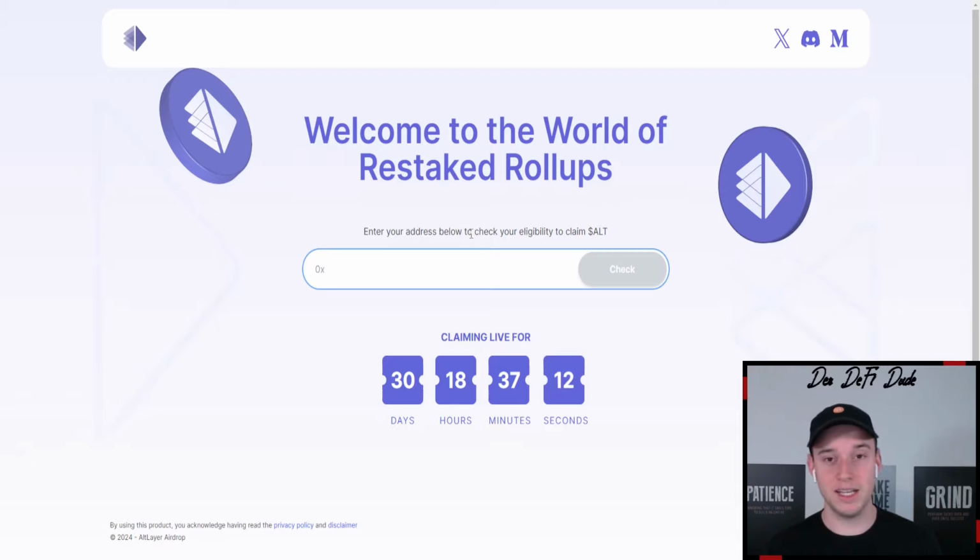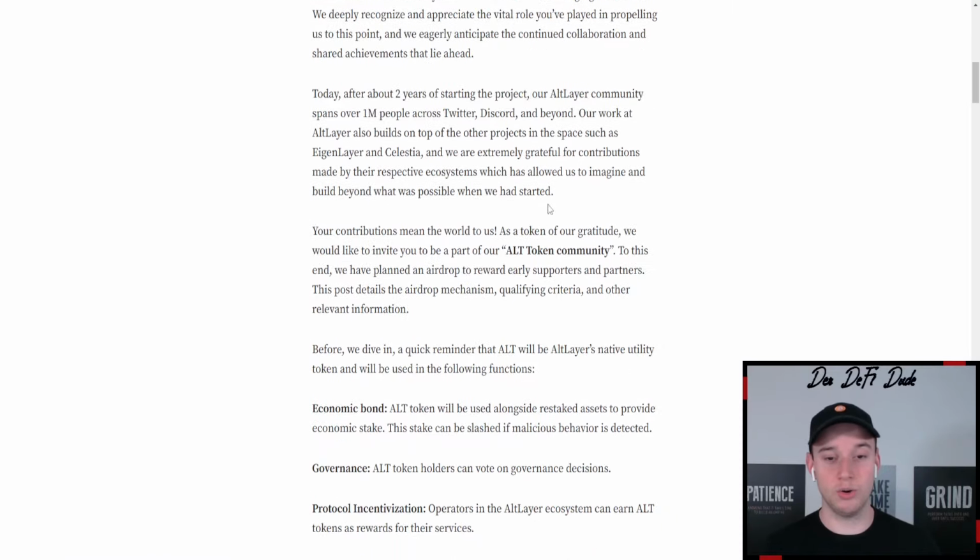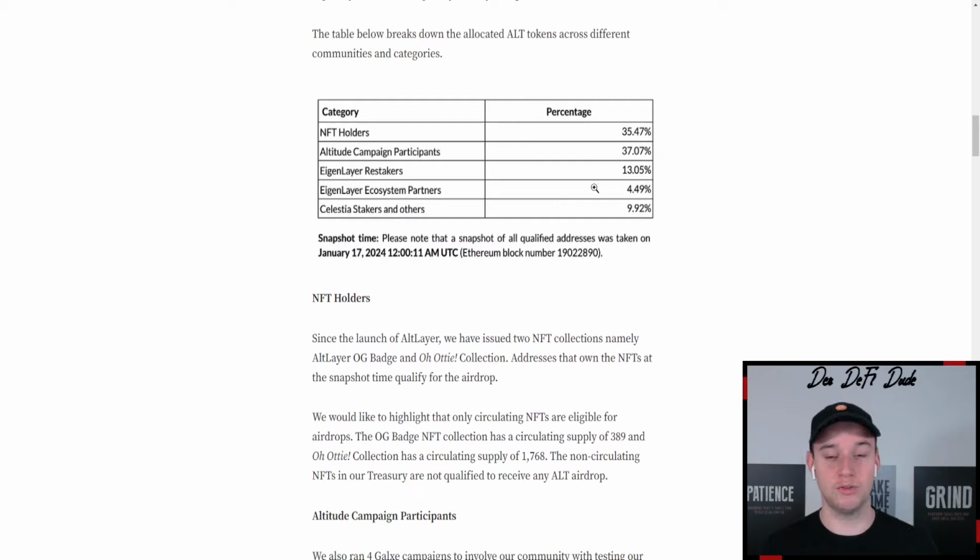But just keep in mind, if you qualified maybe through staking your TIA tokens, which they also mention in their Medium document over here, this is not available yet for claiming.